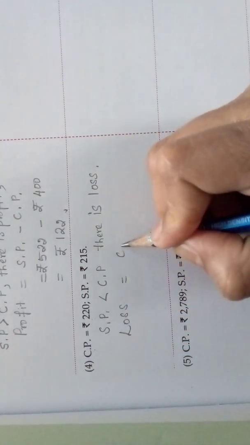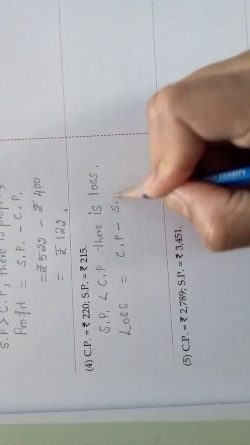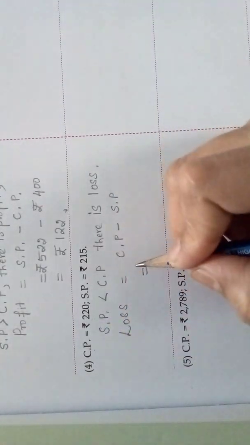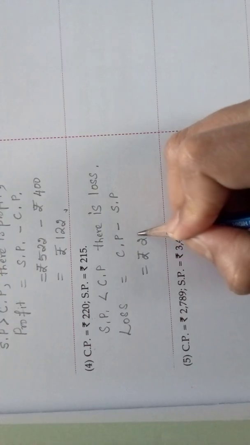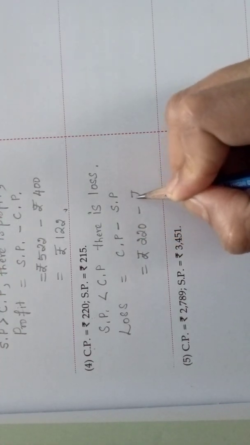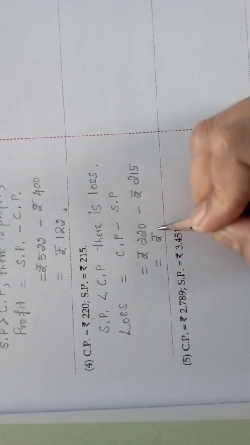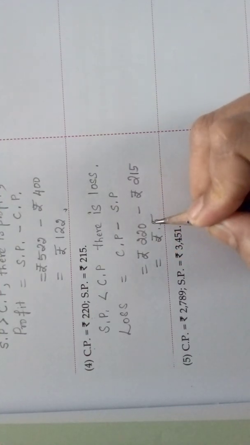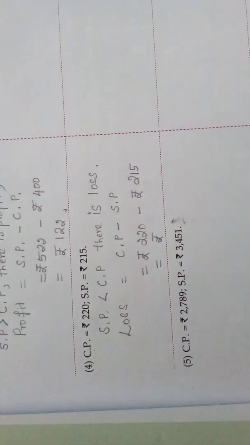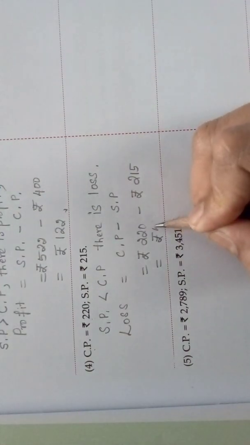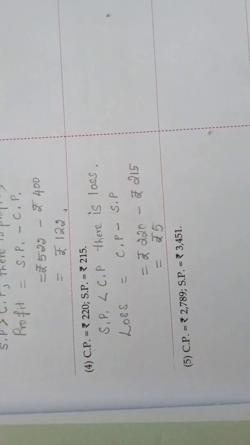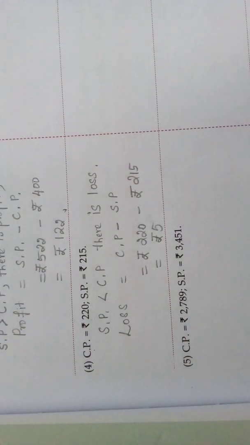Loss is equal to cost price minus selling price. What is the cost price? Rupees 220 minus rupees 215. That is nothing but 5 rupees is the loss. How much? 5 rupees will be the loss. Understood, children? So, you understood the concept now, children. In this way you should do the remaining sums. Come, we will go to the next page.